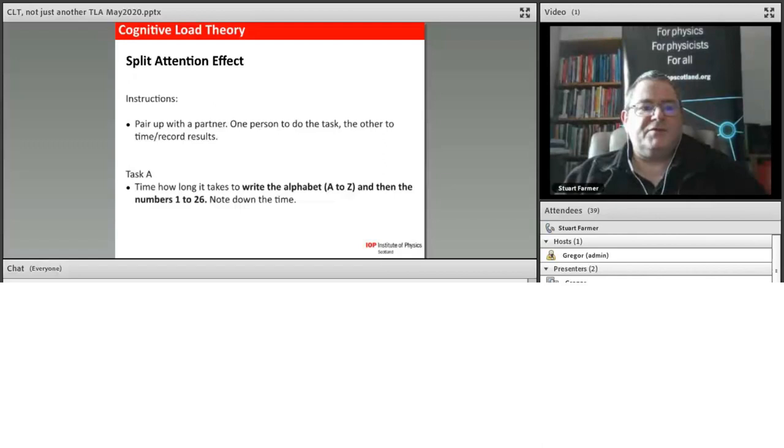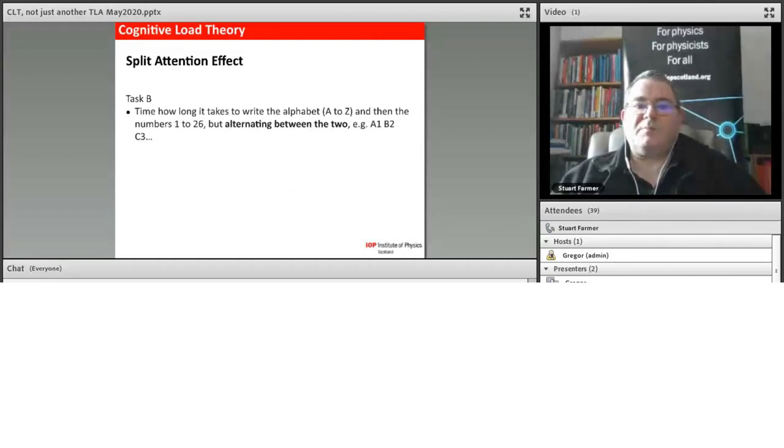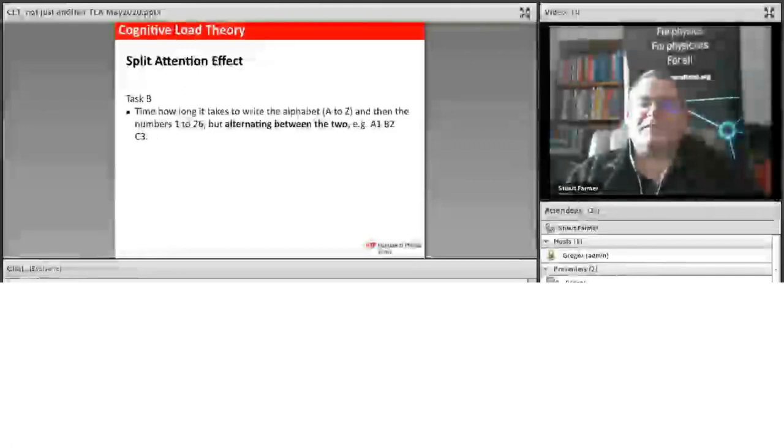So what I would like you to do now is the second exercise. Again, pen and paper, time how long it takes. I'll read out the time, and once we've done this, I want you to compare how long it took you to do the second task with the task that you've just done. The second task is that I would like you to write out the alphabet and the first 26 numbers, but this time alternately. So A, 1, B, 2, etc.